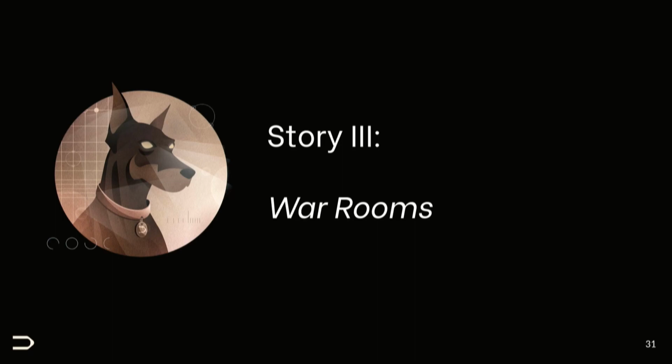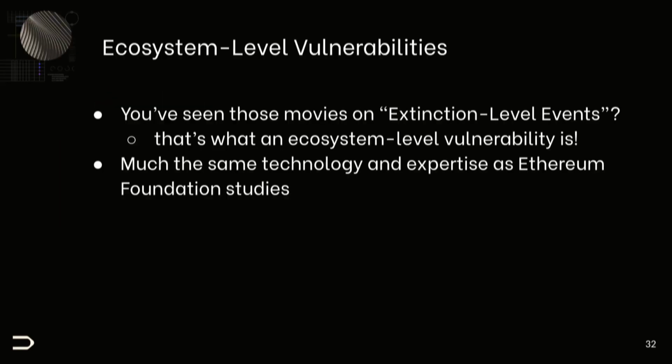What's story number 3? Well, that's kind of the most obvious one. War rooms for major hacks. If there's ever a hack that can affect the whole ecosystem, more likely than not, we are being called in. You've seen those movies that talk about extinction level events. Well, in this space, we talk about ecosystem level vulnerabilities, and that's exactly the same thing. Could there be a bug that will wipe out much of the value held in a specific blockchain?